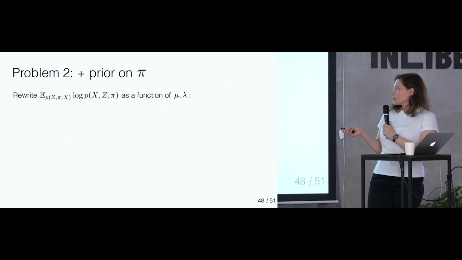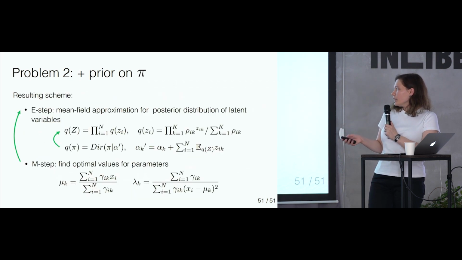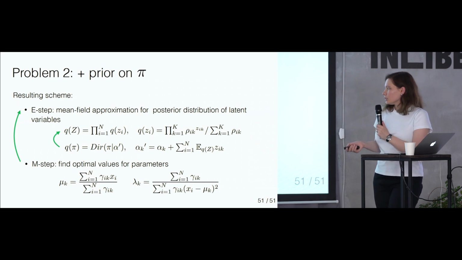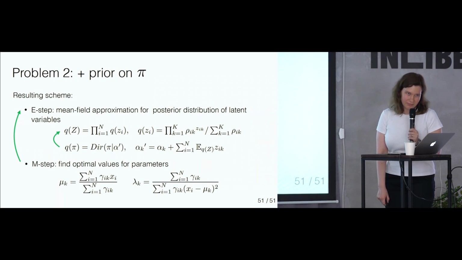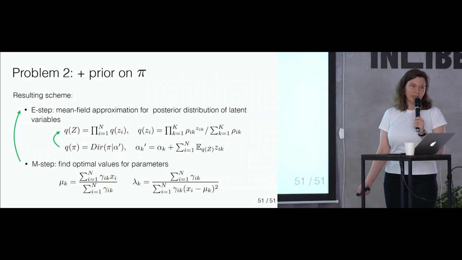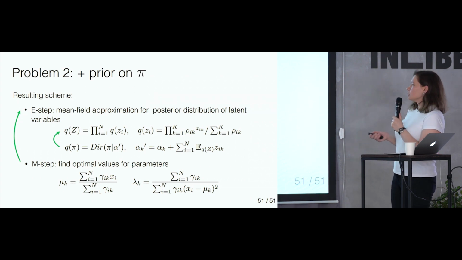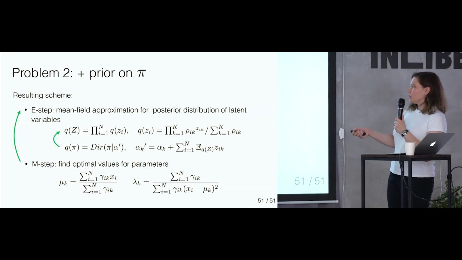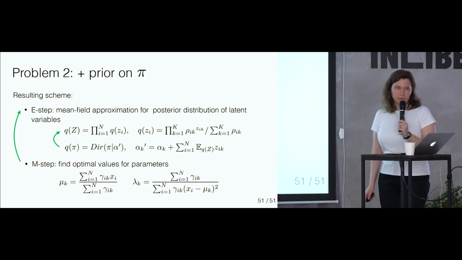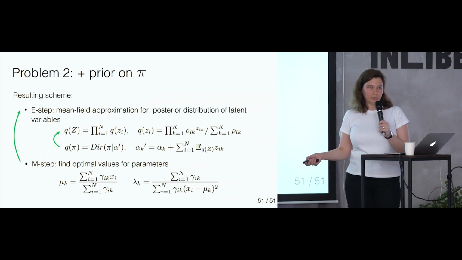Here I also have formulas for the M step. We will not discuss them. And the resulting scheme looks very similar to the previous one. So we have an E step and an M step. The M step is absolutely the same. There is no difference from the first problem. And on the E step, we have a second iterational process inside the E step with these two steps of computing Q of Z and Q of P. So this is the variational EM algorithm.